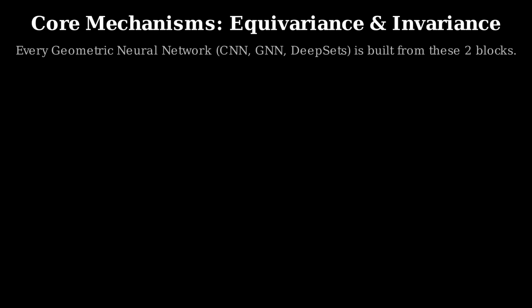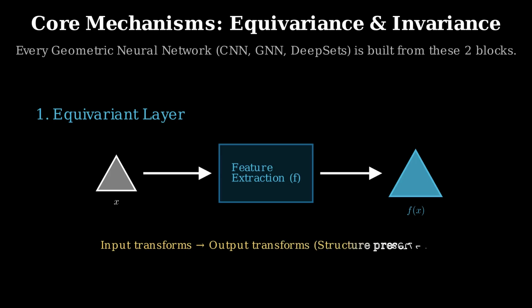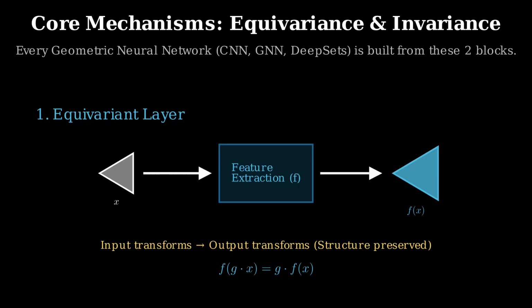As a reminder, 2 core mechanisms power all geometric neural networks: equivariance and invariance. First is the equivariant layer. Imagine passing a geometric structure, like a triangle, through a neural network to extract features. Equivariance means, if the input is transformed, for example, rotated by an angle, the output will rotate in the exact same way. The geometric structure is perfectly preserved.